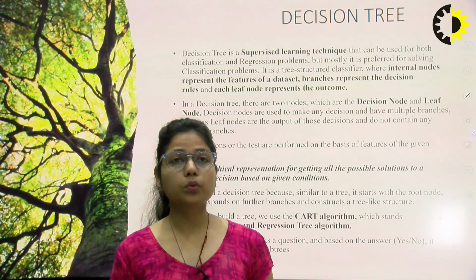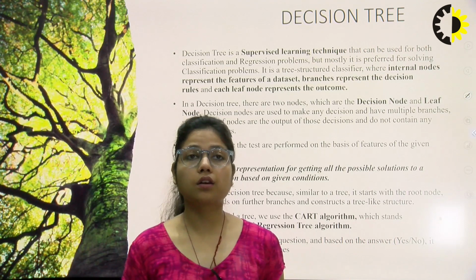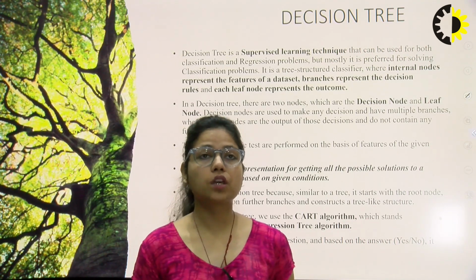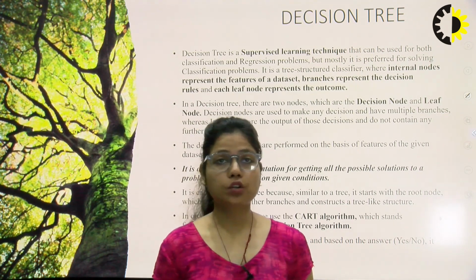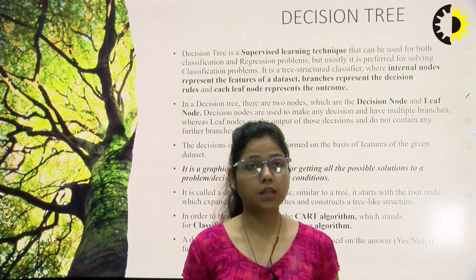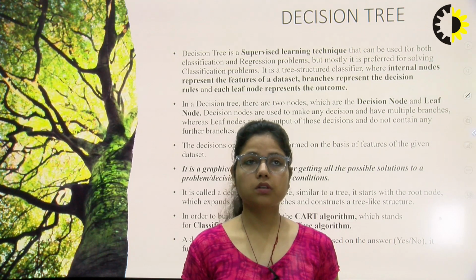Decision tree is a supervised learning technique that can be used for both classification and regression problems, but mostly it is preferred for solving classification problem. It is a tree structured classifier where internal nodes represent the features of a data set, branches represent the decision rules, and each leaf node represents the outcome.